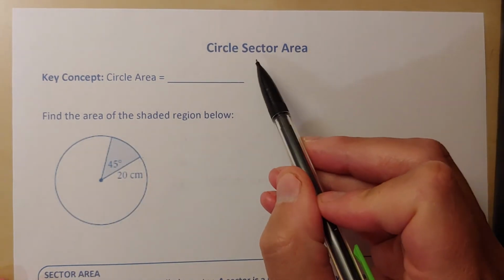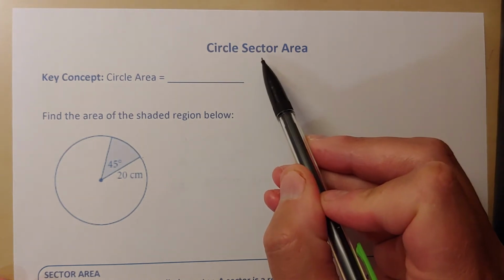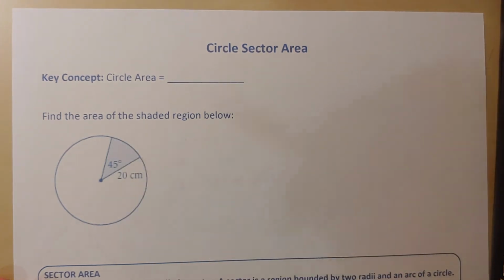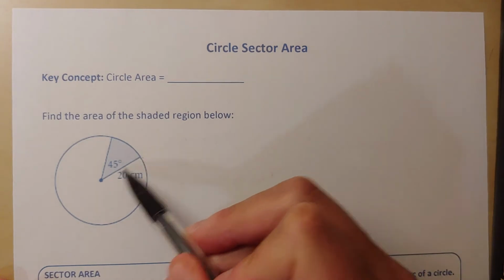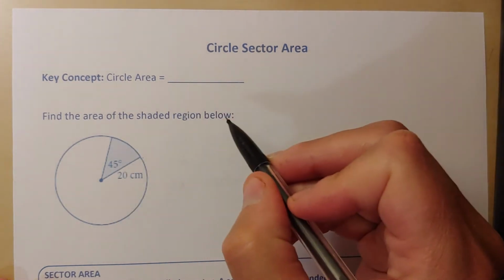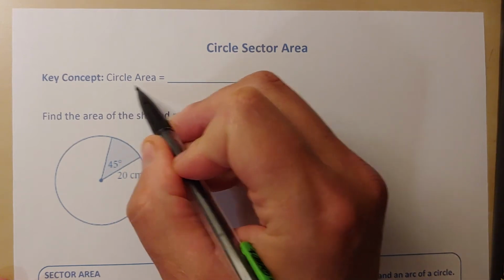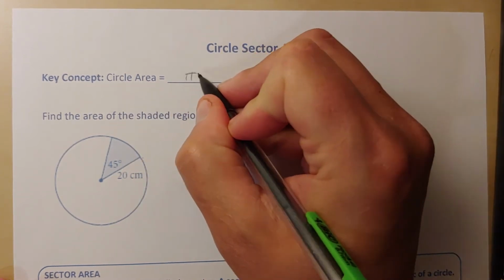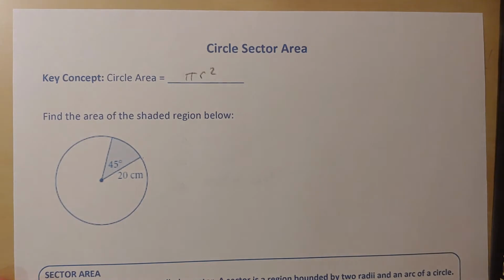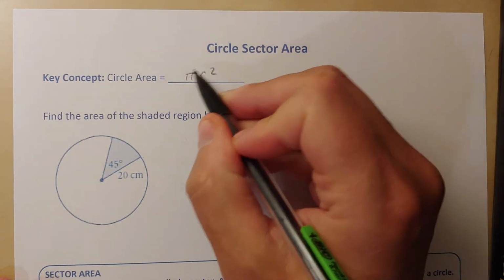Today, we're going to talk about the area of what's called a sector, and a sector is just a portion of a circle. It kind of looks like a wedge, like this. To do this, we have to remind ourselves how we find the area of a whole circle, which is a very famous formula I know you've learned before, pi r squared. Square the radius, multiply it by pi.